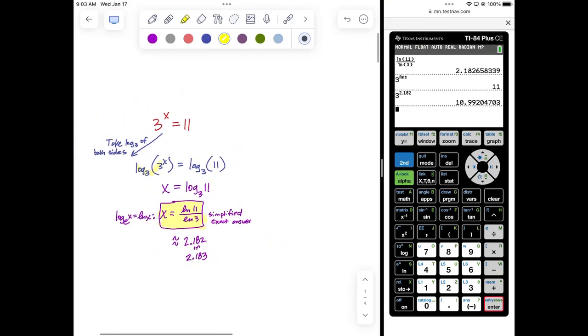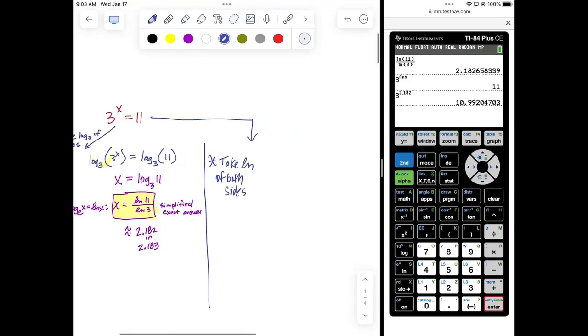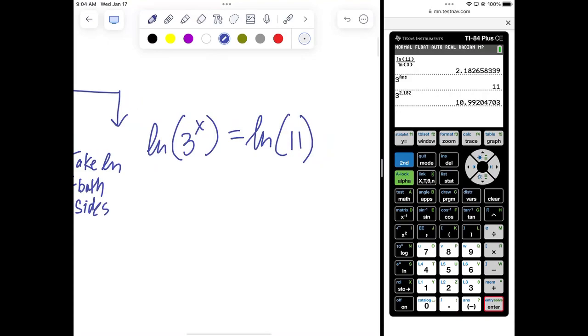That's the first way to do it. Now, because everything's going to end up in terms of the natural log anyway, let me show you the way that I would encourage you to do it. There's nothing wrong with taking log base 3 of both sides, but I would recommend this. Let's take the ln of both sides. So this is going to be the natural log of 3 to the x equals the natural log of 11. It's going to end up in natural log form anyway, right?